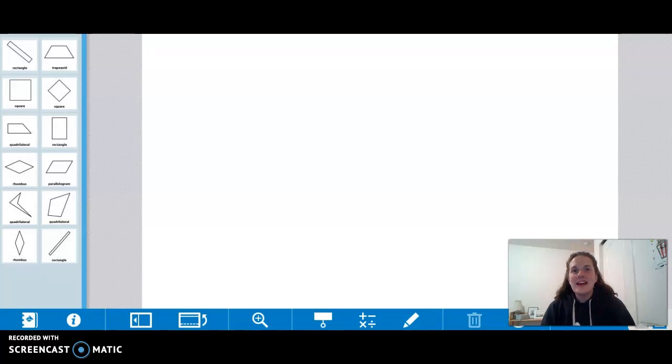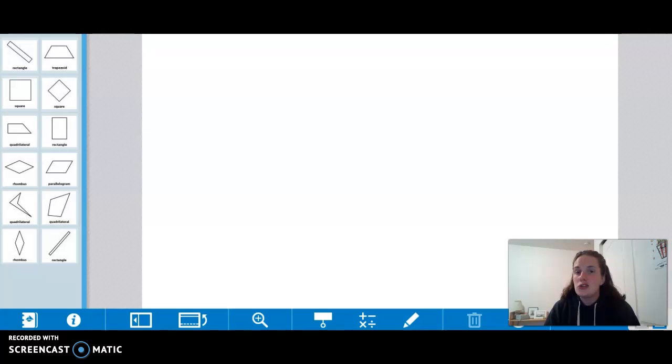Hi friends! Today in math we are going to be thinking about shapes. Now there are lots of different shapes. There's three-sided shapes, four-sided shapes, six-sided shapes. But today we are going to be thinking about four-sided shapes, shapes with four sides.